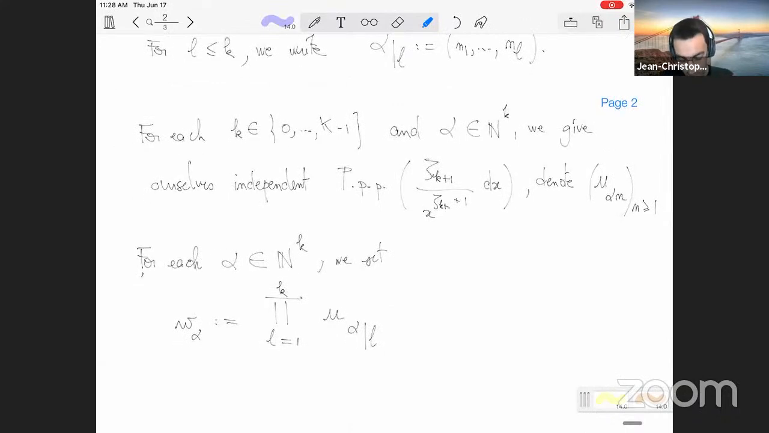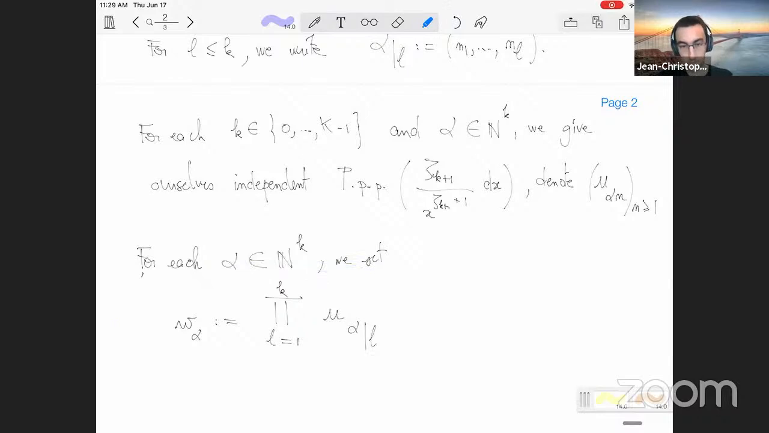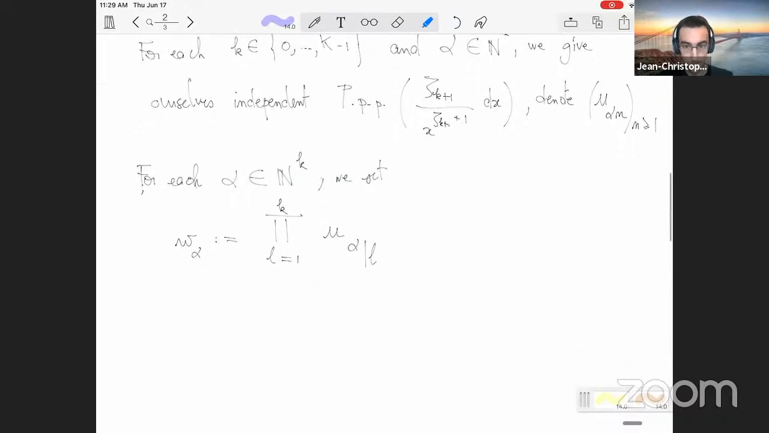So far we have defined the U's, and now I'm defining the W's as being the product of the U's along the path. So this formula is really what I mean. There's no typo in this formula. Does that make sense?